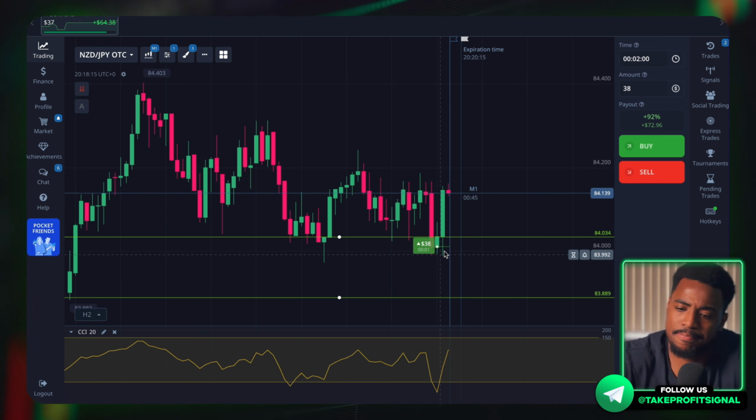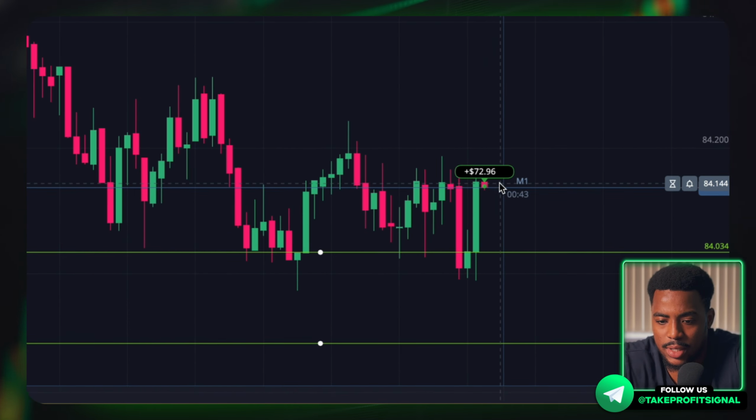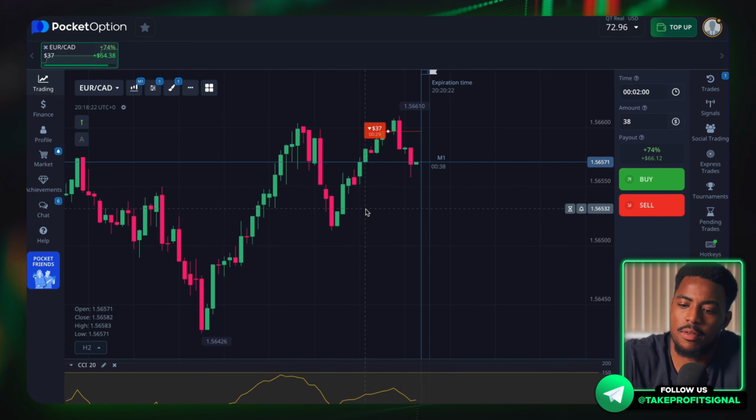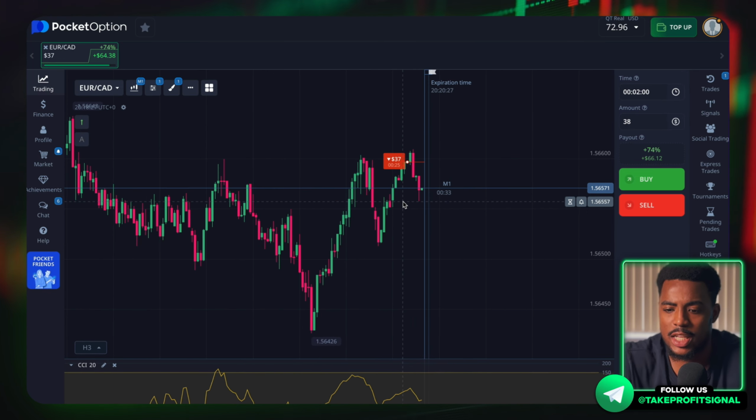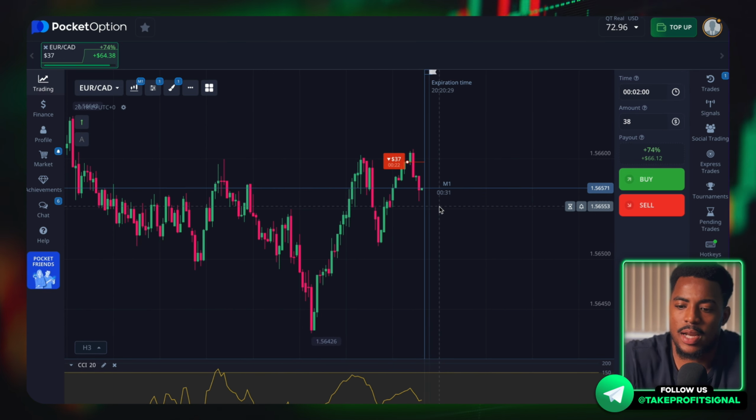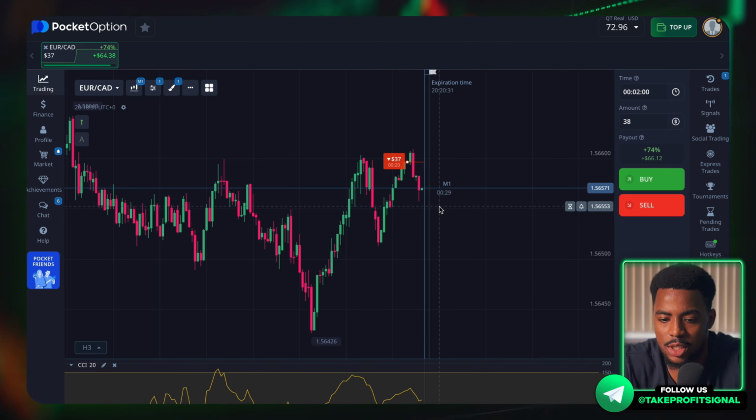Now let's see. The trade closes in 2 seconds. It brings us a $35 profit, and very soon our trade will close on our signal too. Let's wait until it closes and I'll continue explaining the strategy to you.